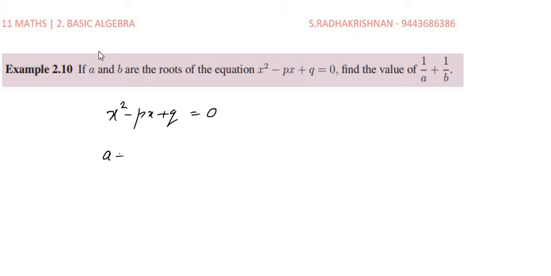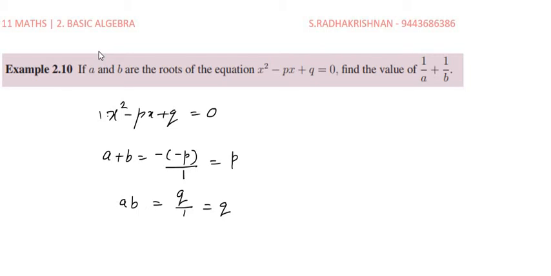அப்போ a plus b னா நம்மளுக்கு minus of minus p by 1 இல்லையா? minus b by a, அதான் ஃபார்முலா. ஆனா இங்க a b கொடுத்துட்டாங்க, p க்கு கொடுத்துட்டாங்க. therefore you must be very careful with the formula. minus of minus p by what? a what coefficient of x square 1. therefore that is equal to minus of minus p become what? p by 1 is what? p. next is what? a b product of the roots. What is the formula? c by a. what is c here? q by 1, that is equal to q, right?